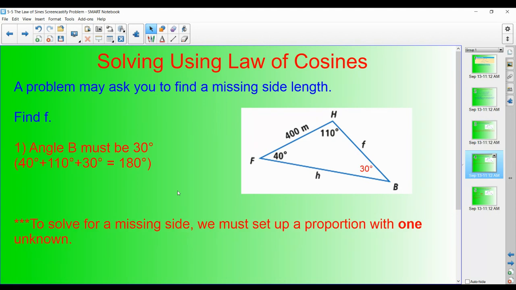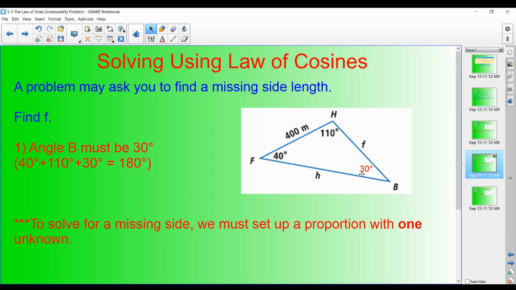Now, the first step I needed to think about here was, do I have more information that's not already labeled? And I do. Angle B has to be 30 degrees because the three angles of a triangle have to always add up to 180. 110 plus 40 is 150, plus 30 gets us our 180.